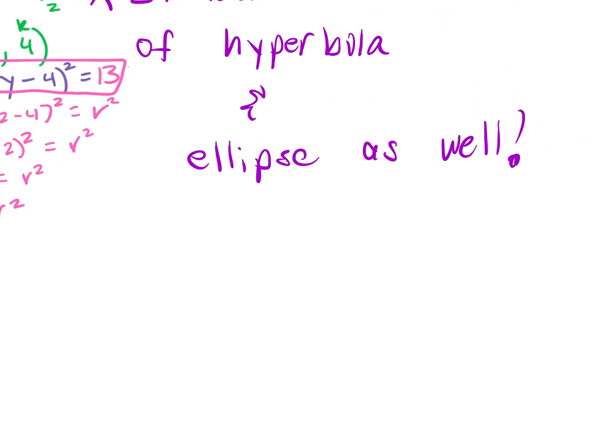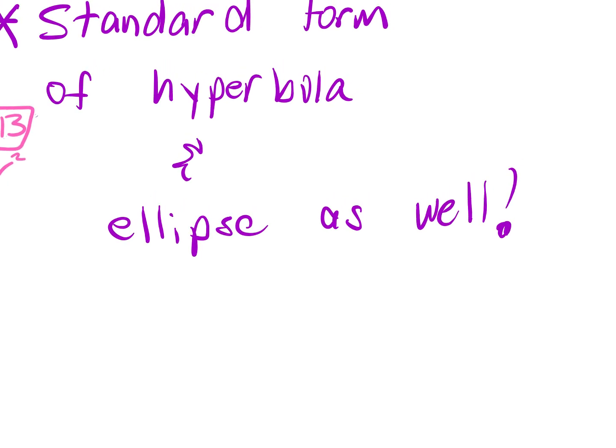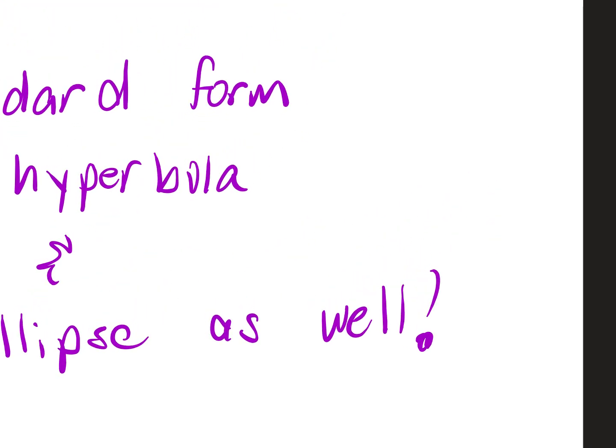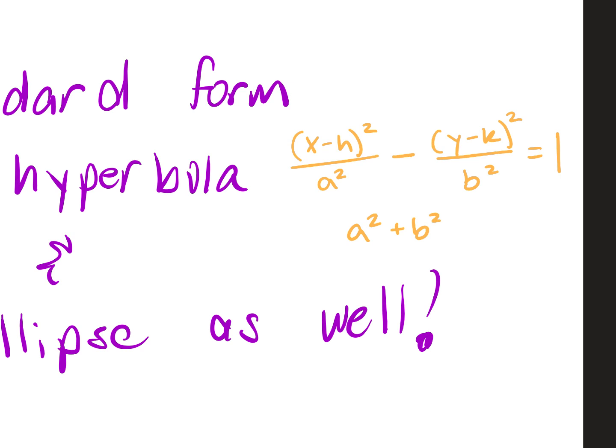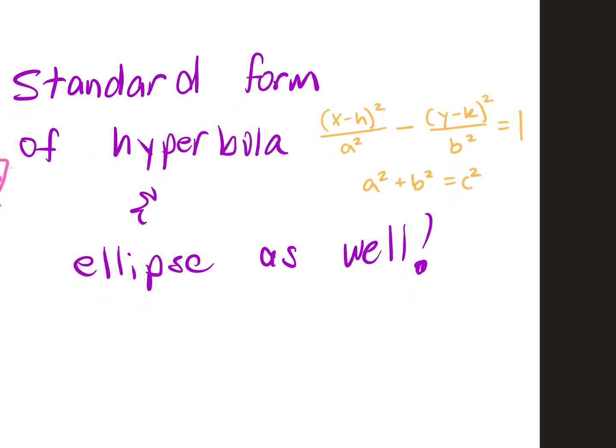All right. Also, you guys have to know the standard form of a hyperbola and ellipse. So in a hyperbola, it's x minus h squared over a squared. Is it a plus in the middle or a minus? Minus y minus k squared over b squared. And what's it equal to? 1. And then to find our c, or if c is given, we would use a squared plus b squared equals c squared. For a hyperbola, this is what we use. So when it's minus in the equation, it's a plus in this one.